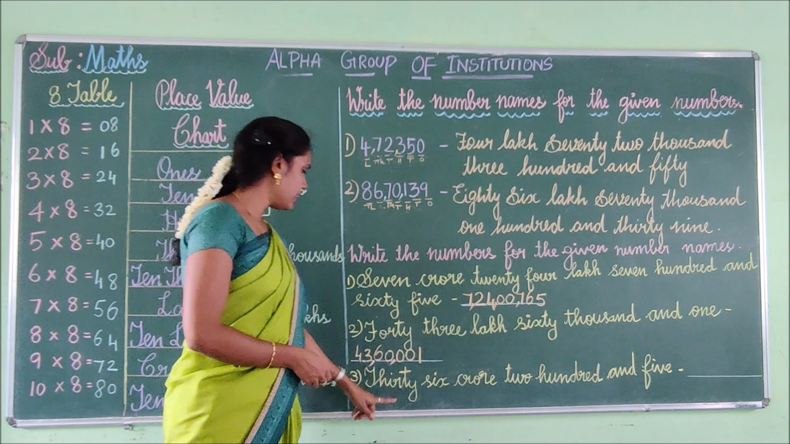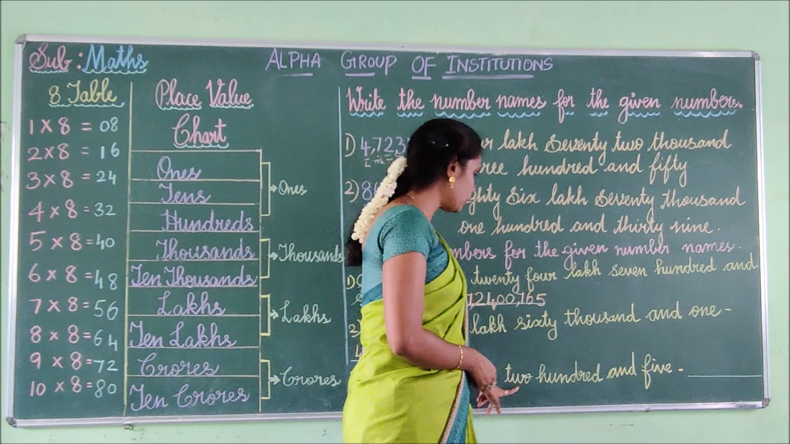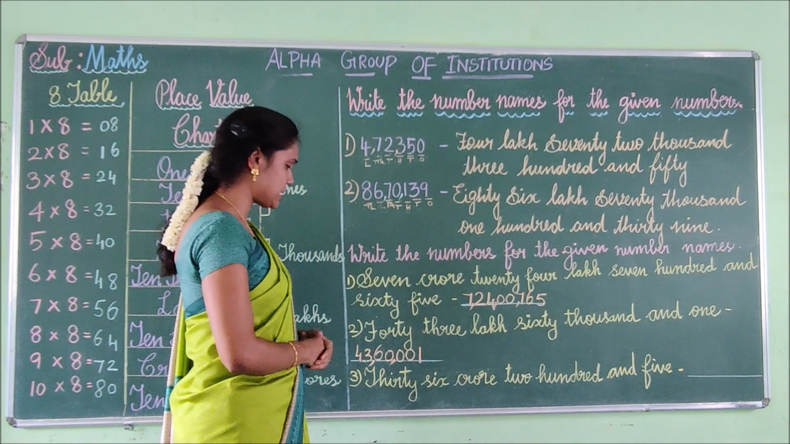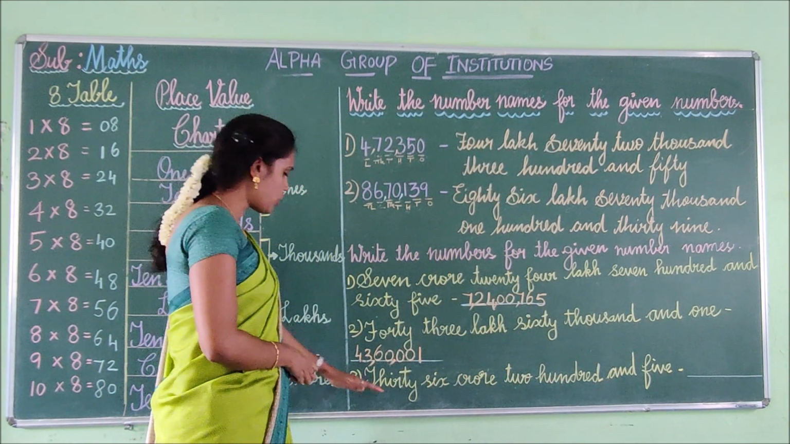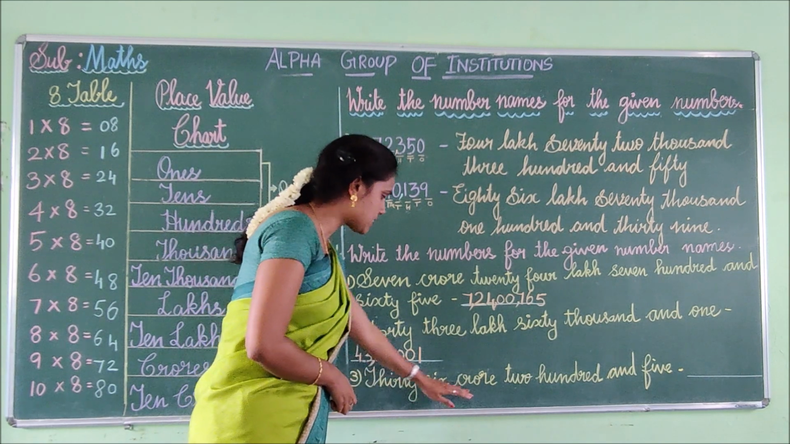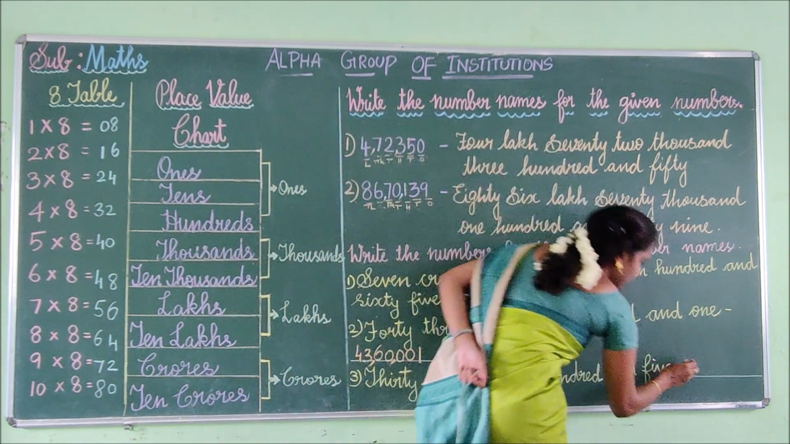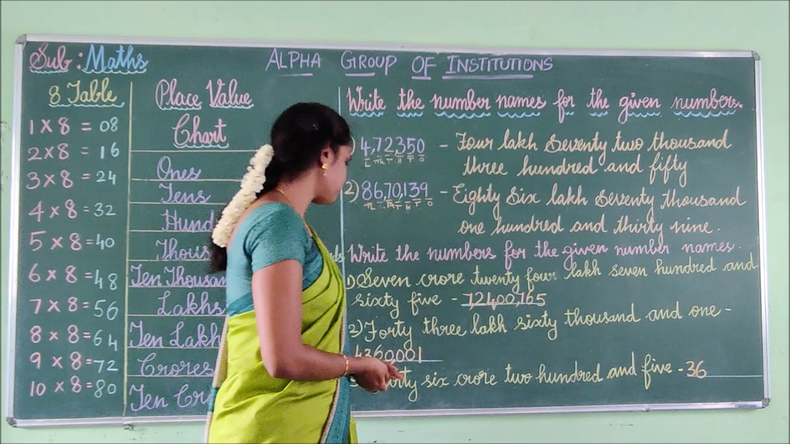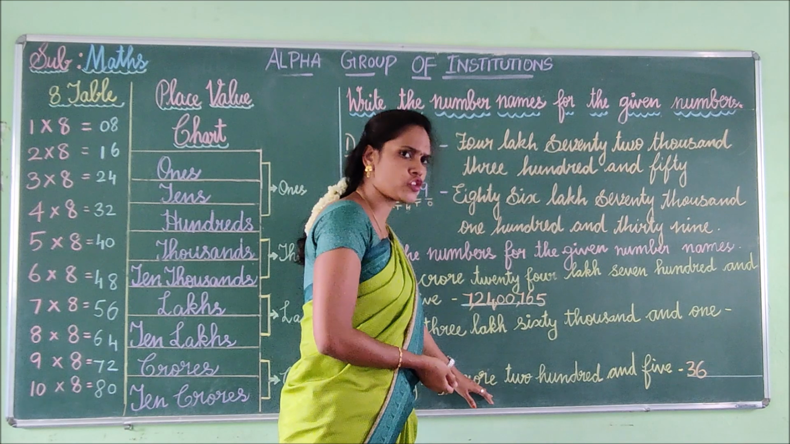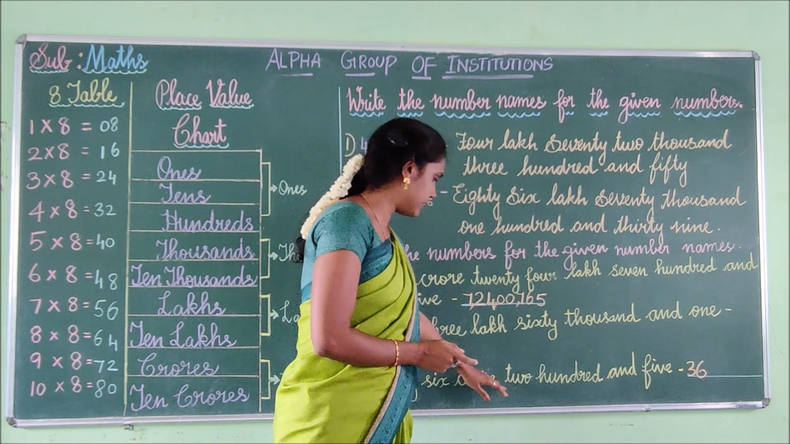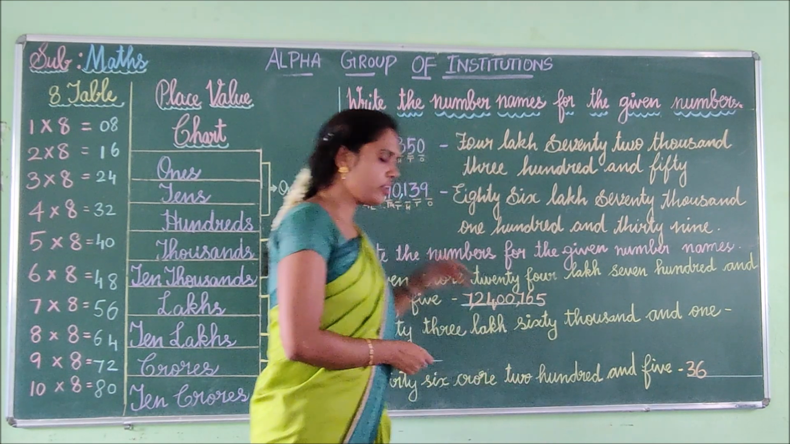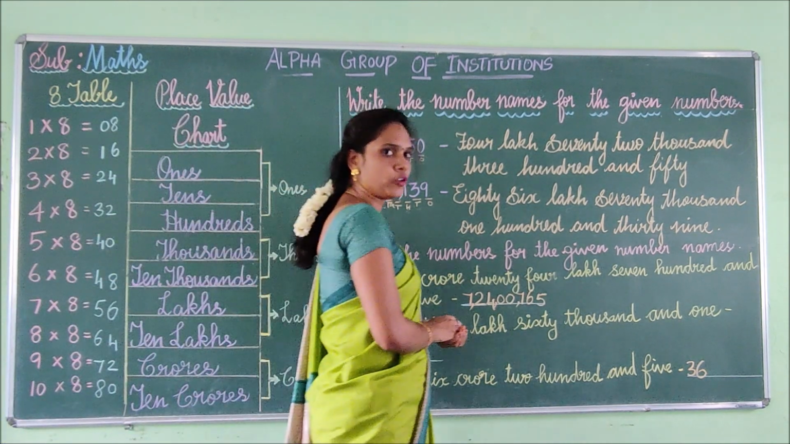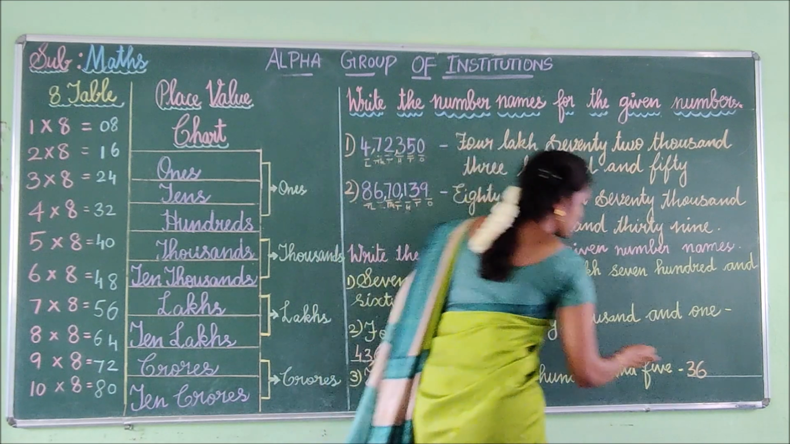See here, 36 crore 205. Here the number starts from crores. So how many crores? 36 crore. Next, after crore, what place value should come? Very good, lakh. But here lakh is missing. So here 10 lakhs and lakhs are missing. So what do you have to put? You have to put two zeros, children.